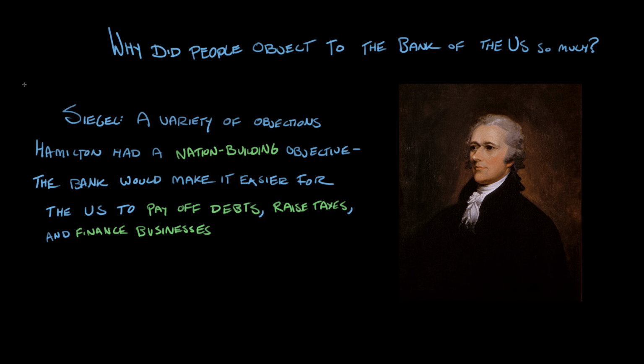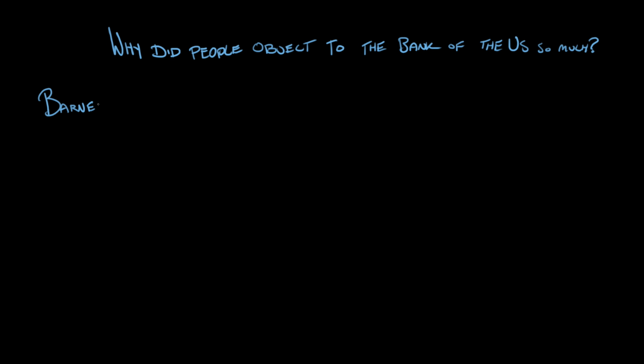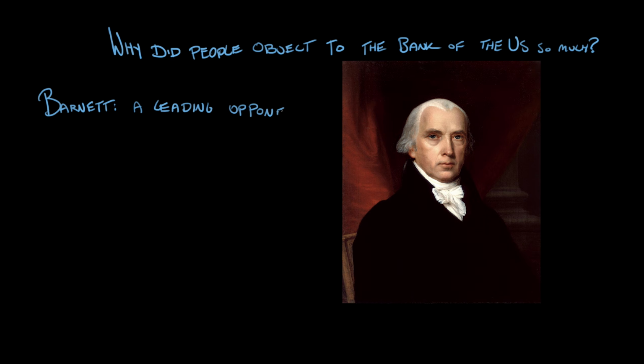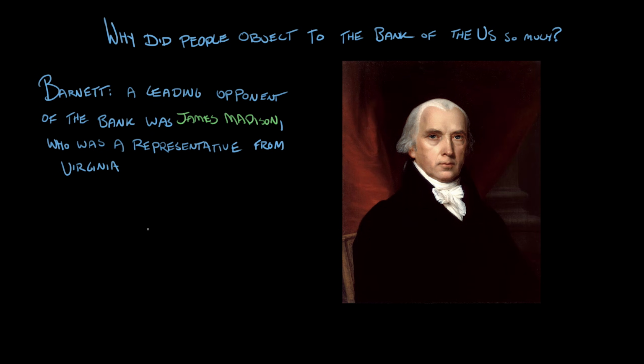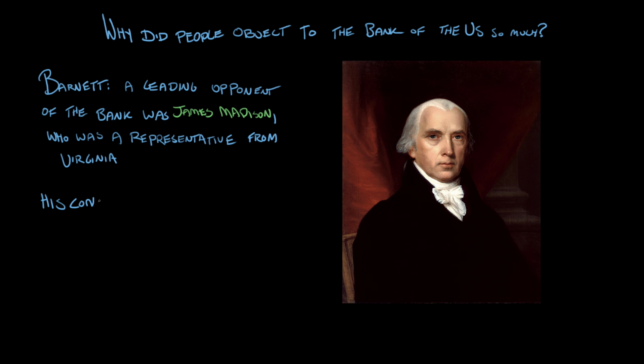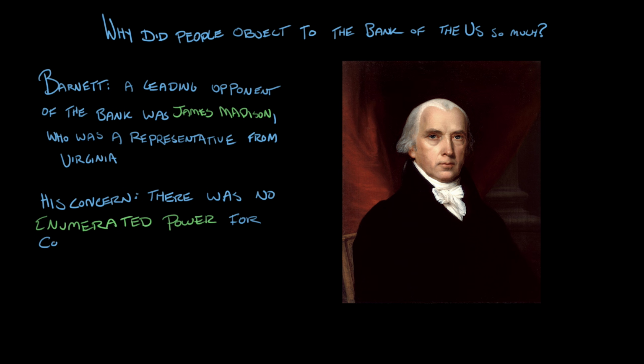But the opponents had different ideas. One of the leading opponents in Congress was James Madison, who at the time was a representative from Orange County, Virginia. And what concerned him, and I think what's concerned many people, was that there was no expressed enumerated power in the Constitution for Congress to make a bank. There was an enumerated power to create a post office, but there was no enumerated power to create a bank.